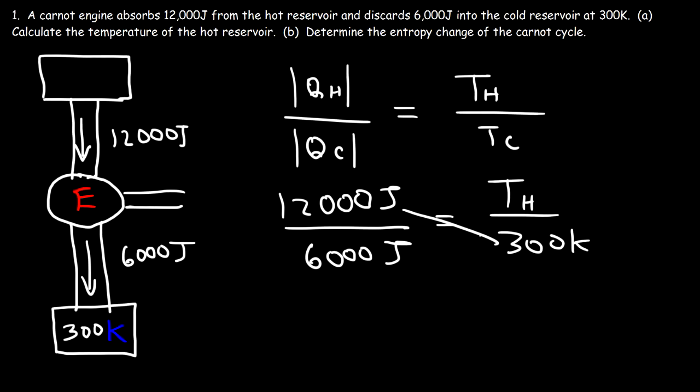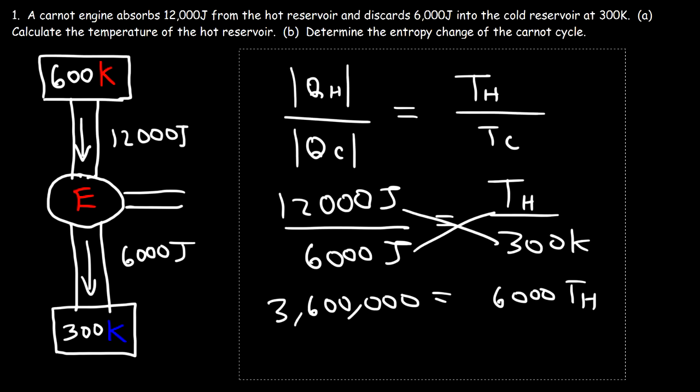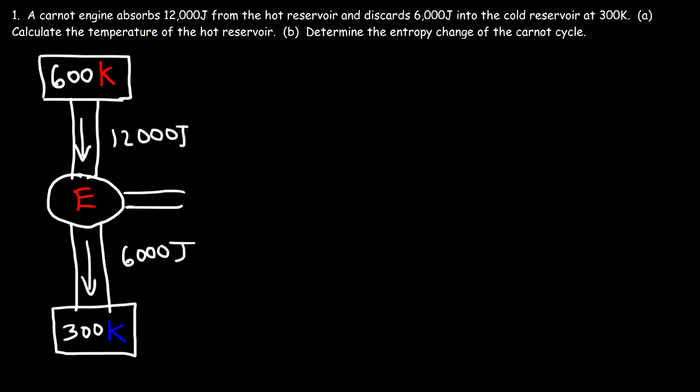So let's cross multiply. 12,000 times 300 is 3,600,000, and that's equal to 6,000 times TH. So 3,600,000 divided by 6,000 is 600. So the temperature of the hot reservoir is 600 Kelvin. Now let's move on to part B. Determine the entropy change of the Carnot cycle.